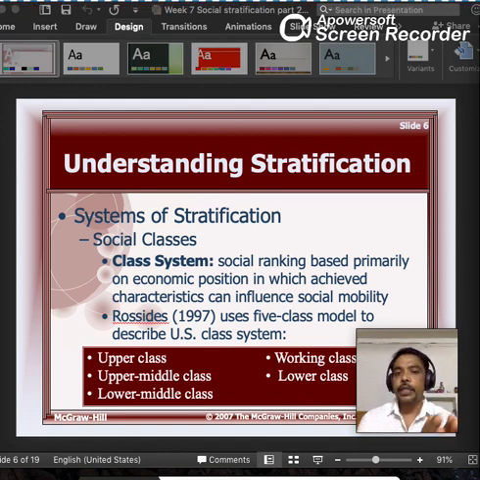So in summary, you can say that a class system is a social ranking based primarily on economic position in which achieved characteristics influence social mobility. Class systems are marked by unequal distribution of wealth and power, and though it is achieved, it is heavily dependent on family and ascribed factors such as race and ethnicity. So those are the things we do see in our class system.